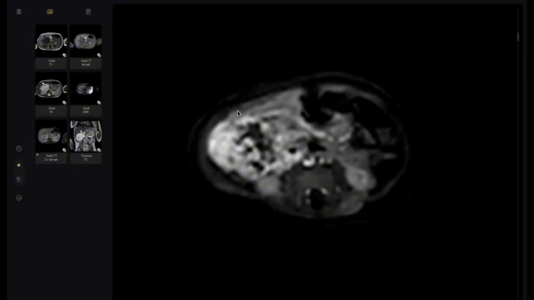What is your response? What is your answer? Sir, I think we do not biopsy the hemangiomas. Fatal mistake. Yes, you are correct. Hemangioma, don't biopsy even a small hemangioma. What other lesion should not be biopsied in the abdomen?